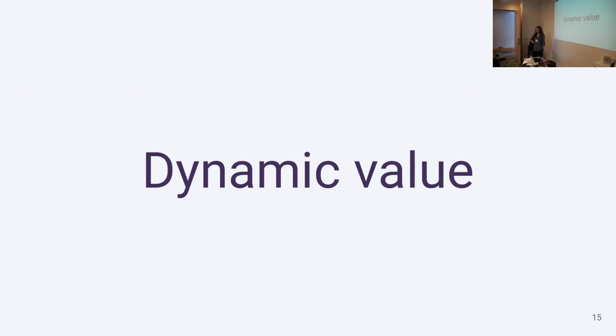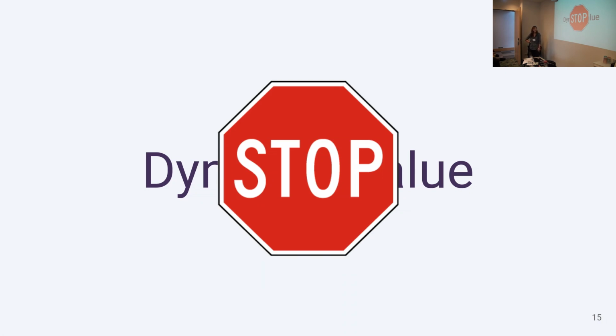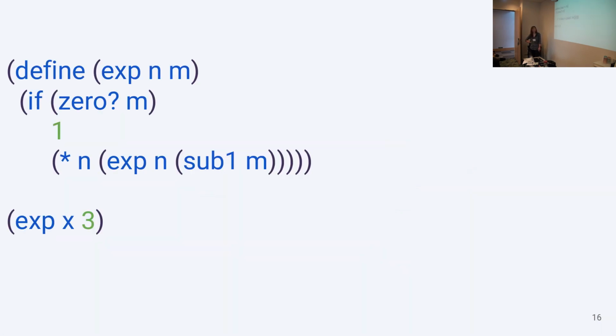So a solution to this is, well, when we see a function called on a dynamic value, we're just going to stop. And this is a fine solution, and it will work, and it will definitely stop this termination issue, but it's not going to give you the best possible partial evaluation that you can get.